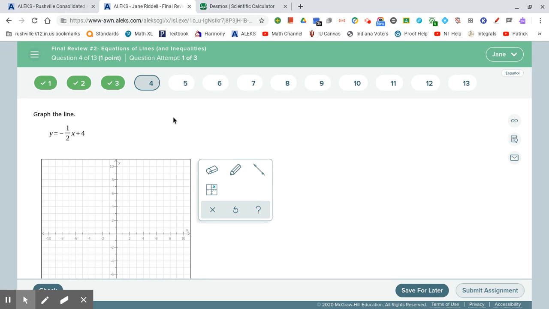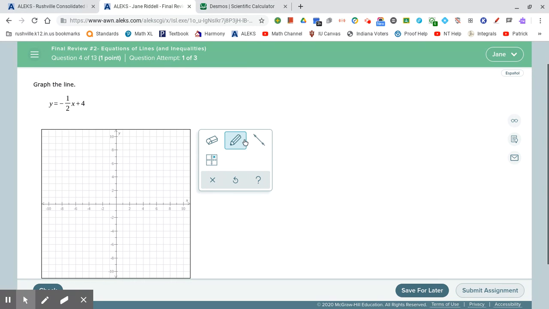Question number 4 is also graphing your line in slope-intercept form. So get your line tool, look at what's the number directly after x. If it's positive, if it's a negative, mine's a positive 4. So on the y-axis, find that point and plot a point. So mine's at positive 4, so I plotted a point at positive 4.